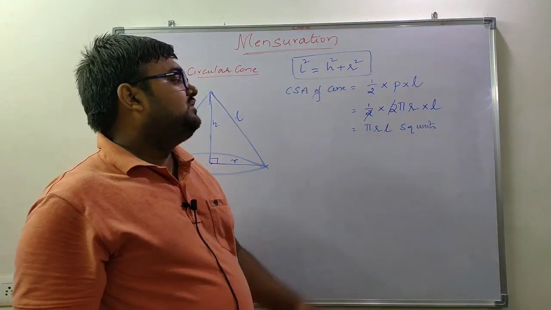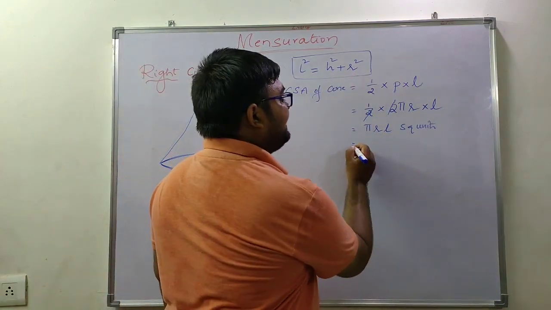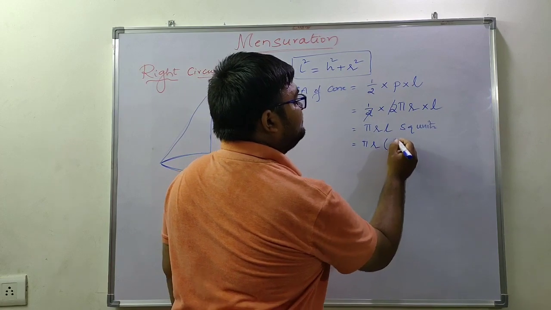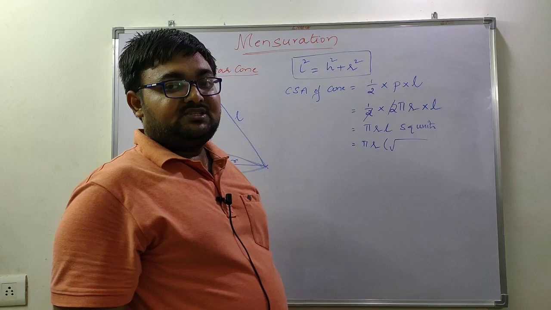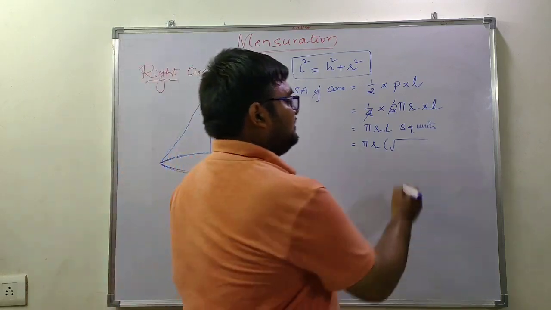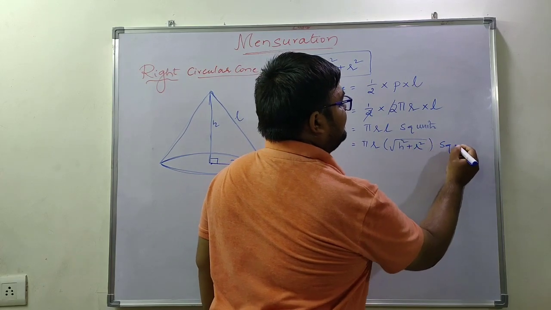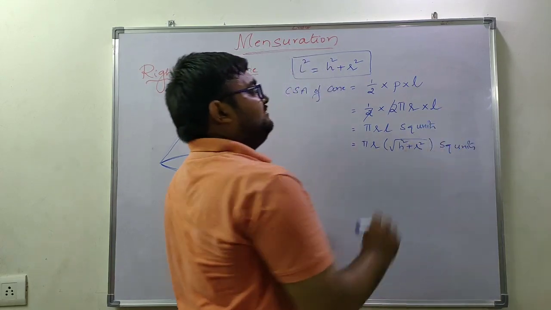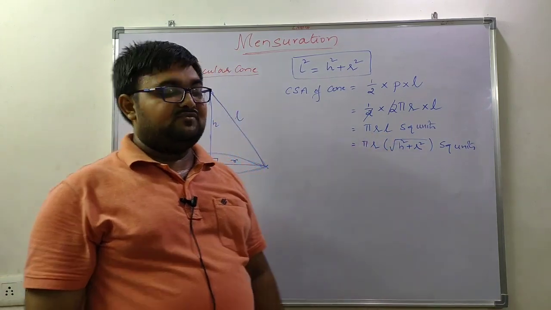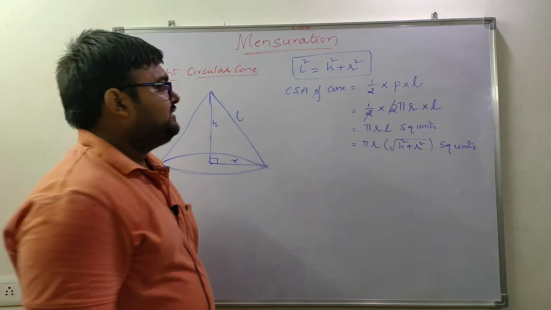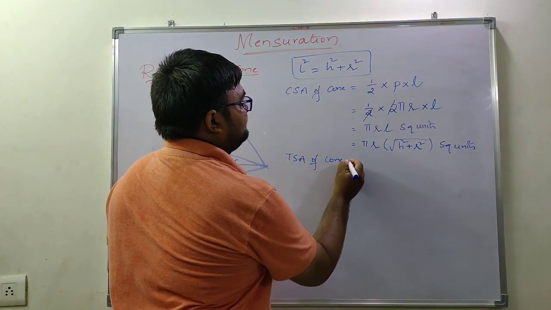If you want to represent this L in terms of h and r, then how can I write this? Pi into r into the square root of h square plus r square, since L squared is h squared plus r squared, and transposing the square gives the square root. So we have the formula pi r L, or pi r into square root of h square plus r square, square units.